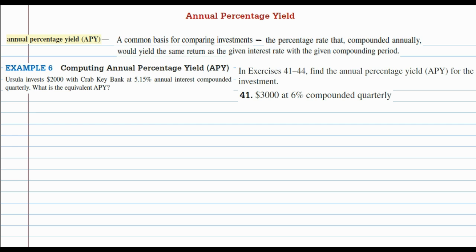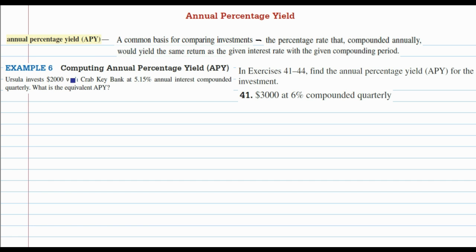So they take out the whole compounded quarterly or compounded continuously or whatever, and they say from day one, January 1st, to the end of the year, December 31st, what percent will you end up with more in your bank account? So we're going to compute annual percentage yield.